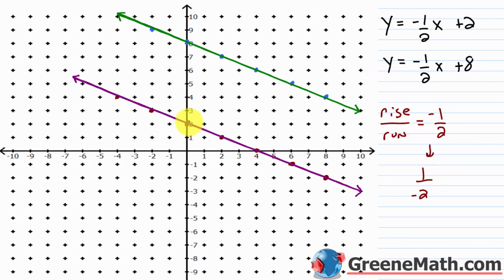They have different y-intercepts. This one has a y-intercept that's at 0, 2. This one has a y-intercept that's at 0, 8. But if you were to extend these lines out indefinitely in each direction, because they're parallel to each other, they will never, ever, ever touch. Okay, so that's what we're trying to get across here. So again, two non-vertical parallel lines will look like this. They have the same slope, but different y-intercepts.